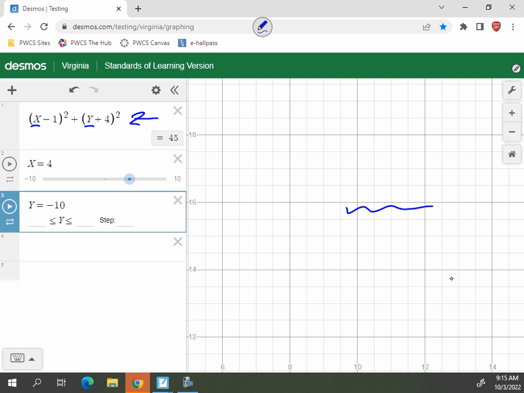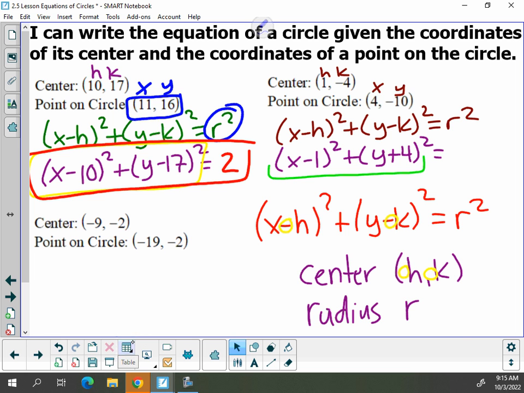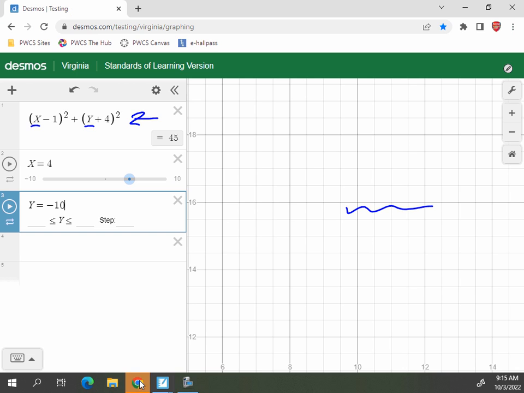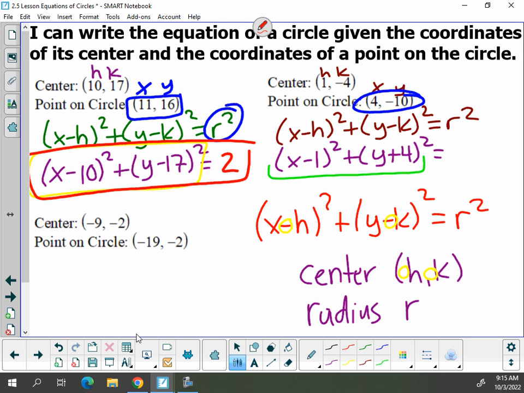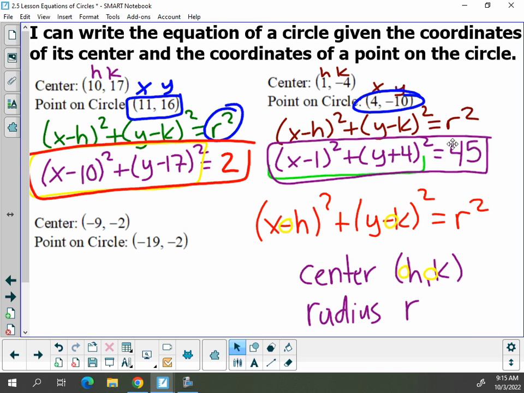And so I plug in 4 for x and -10 for y, and I got that right here. And it tells us that the right side of our equation should be 45. And so I can come over here. R squared is 45. That's not the radius. The radius is not 45, but R squared is 45, and that's all we really need. We want to write the equation. If we wanted to know what the radius was, we could do the square root of 45.